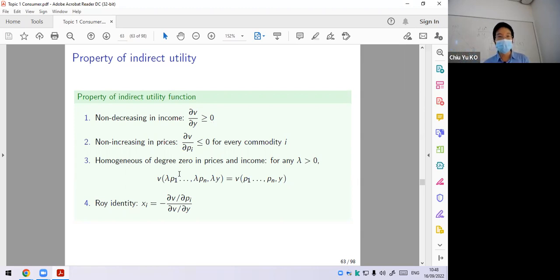And the third one comes directly from the homogeneous degree zero of your demand, right? Double your price and income, don't change your consumption. So the same, double the price and income, don't change your utility. So the three are very simple. As I said, it's comparatively easier than Marshallian demand because you know everything, right?